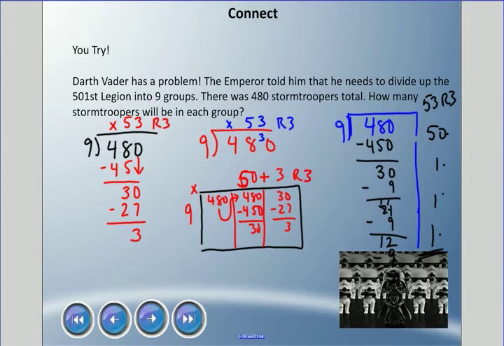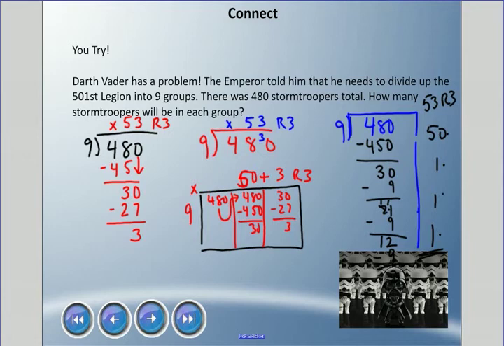Okay, so you may not be Darth Vader. You may not have to divide stormtroopers into 9 equal groups, but you can see here that in life you might have to divide things into equal groups, and eventually you're gonna learn how to divide larger numbers. And here we have a number in the hundreds, all the way up to almost 999. You need to be able to divide that into equal groups.